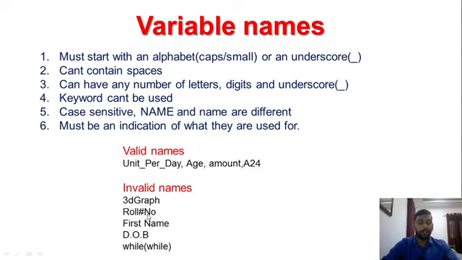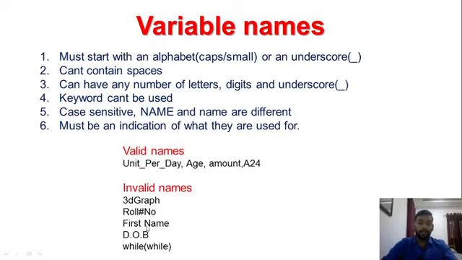Then roll#number. No special characters are permitted. Only one special character is permitted, that is underscore. It can be roll_number, but it cannot be roll#number or roll$number. Any other symbol is not permitted.